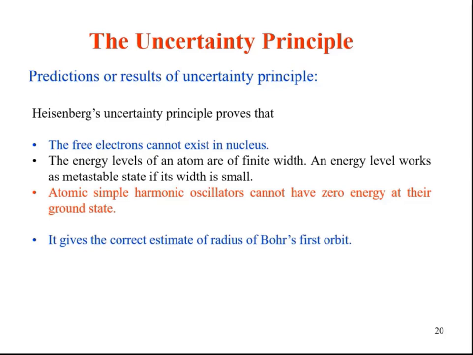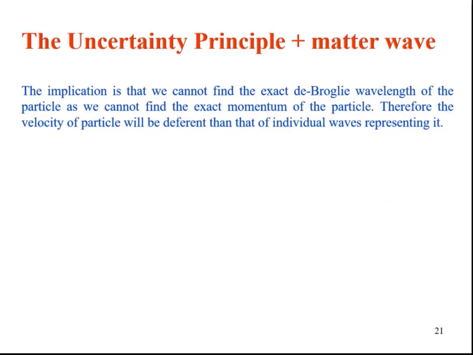If the results of the uncertainty principle and matter wave are matched with each other, then there come some implications. The problem is we cannot find the exact de Broglie wavelength of a particle because we cannot find the exact momentum of the particle. Therefore, the velocity of the particle will be different than that of the individual wave representing it.